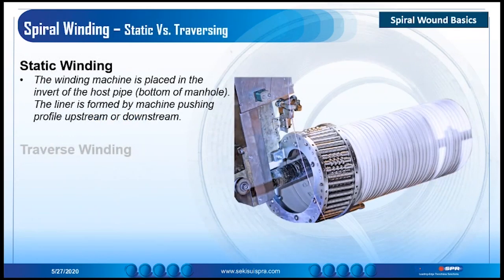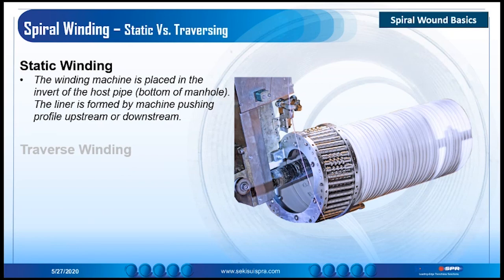There are many similarities associated with the equipment used for the installation of our spiral wound liners. The equipment is lowered through the existing manhole or access point to the invert of the pipe. The material is fed from spools above the manhole to the lining equipment. Once the material reaches the winding equipment, the liner can be formed by two different methods.